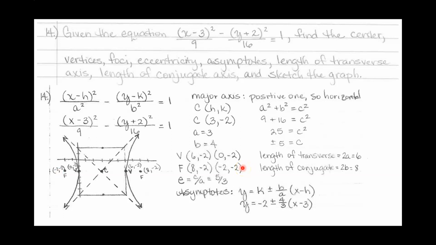All right, then my eccentricity is just my c value divided by my a value. So c was 5 and a was 3, so that'll give us 5/3.